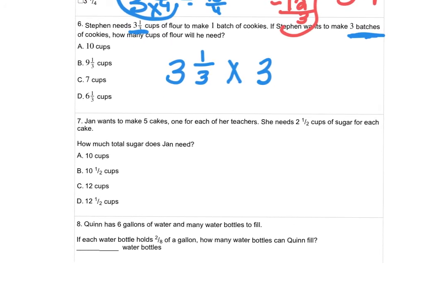Jan wants to make 5 cakes, 1 for each of her teachers. She needs 2.5 cups of sugar for each cake. How much total sugar does Jan need? On your keyword sheet, remember total means to add or multiply, but since we're going to make 5 cakes, it would make more sense to multiply. So she wants 5 cakes. Each cake needs 2.5 cups. Don't forget, put your whole number over 1 and make 2.5 an improper fraction.